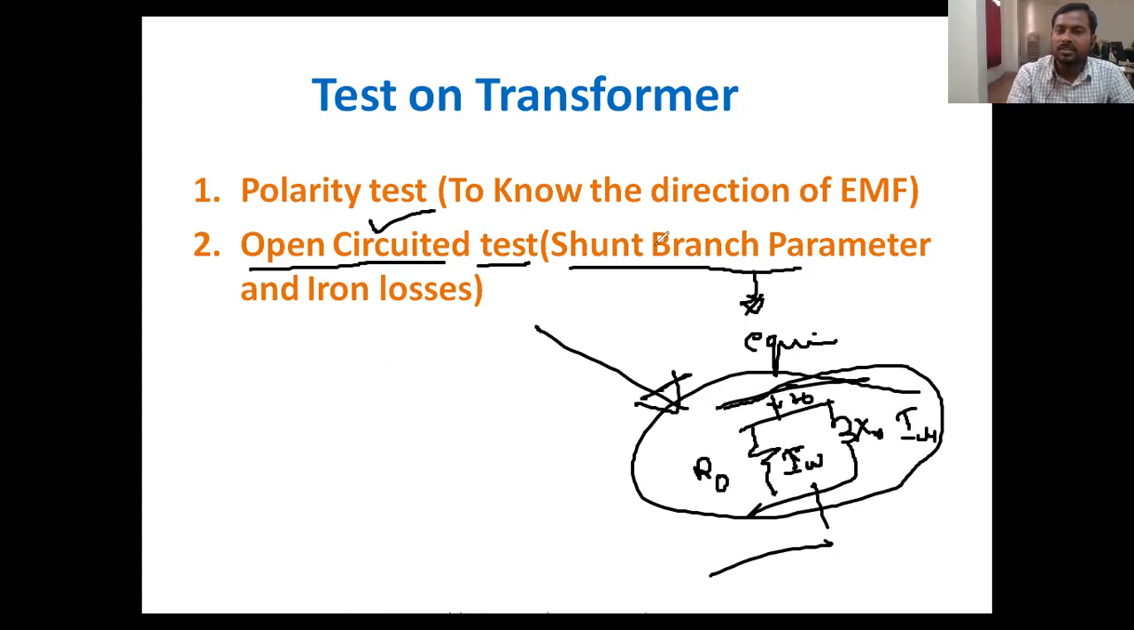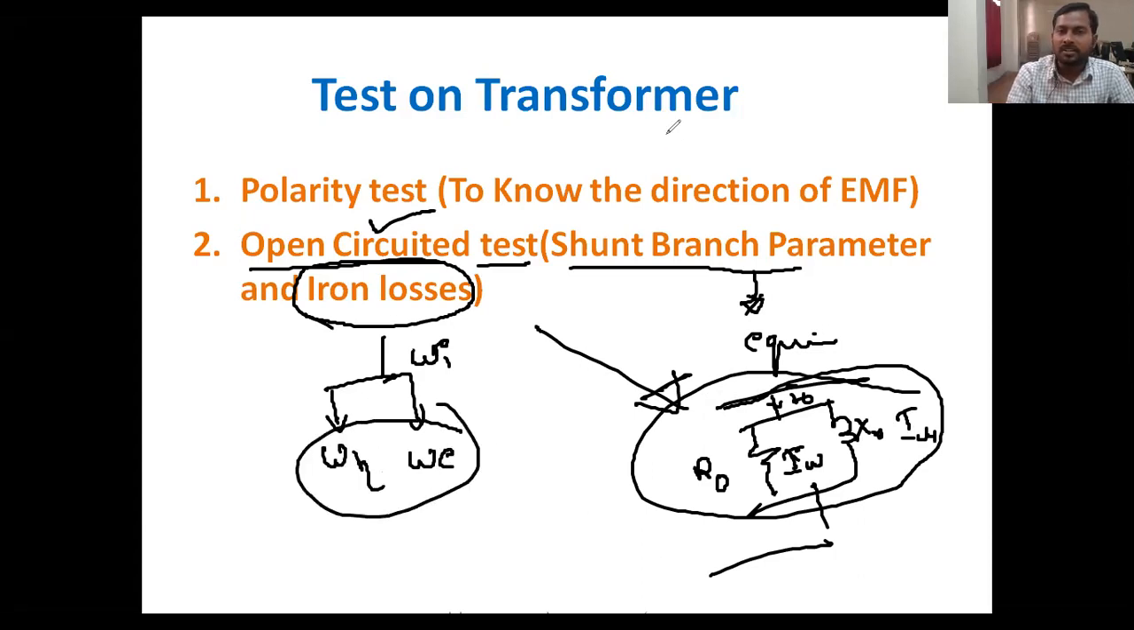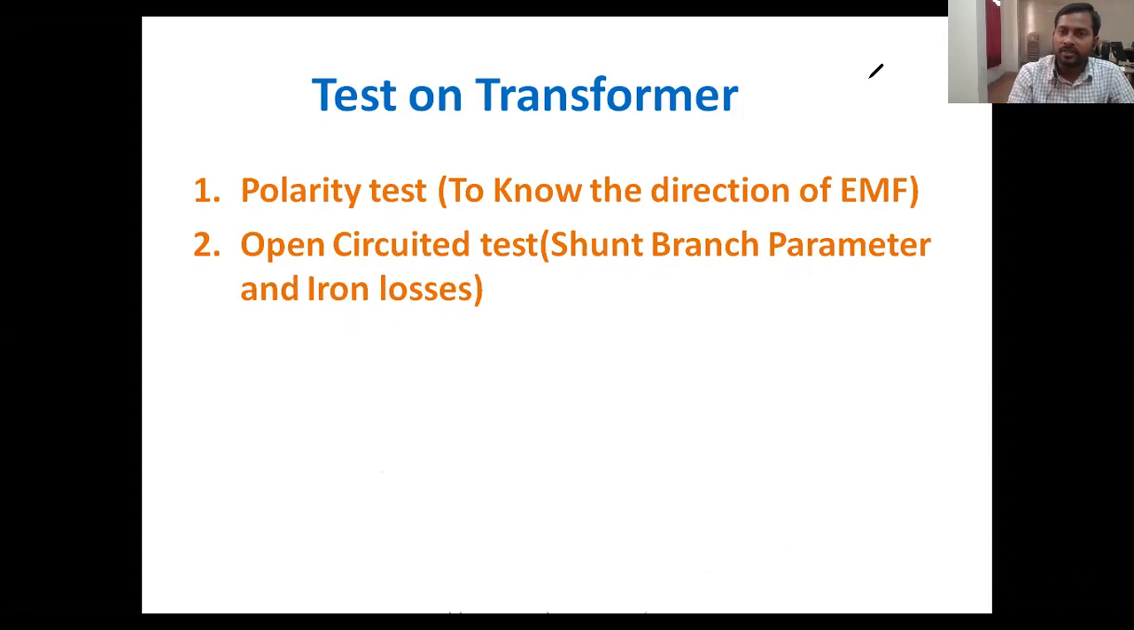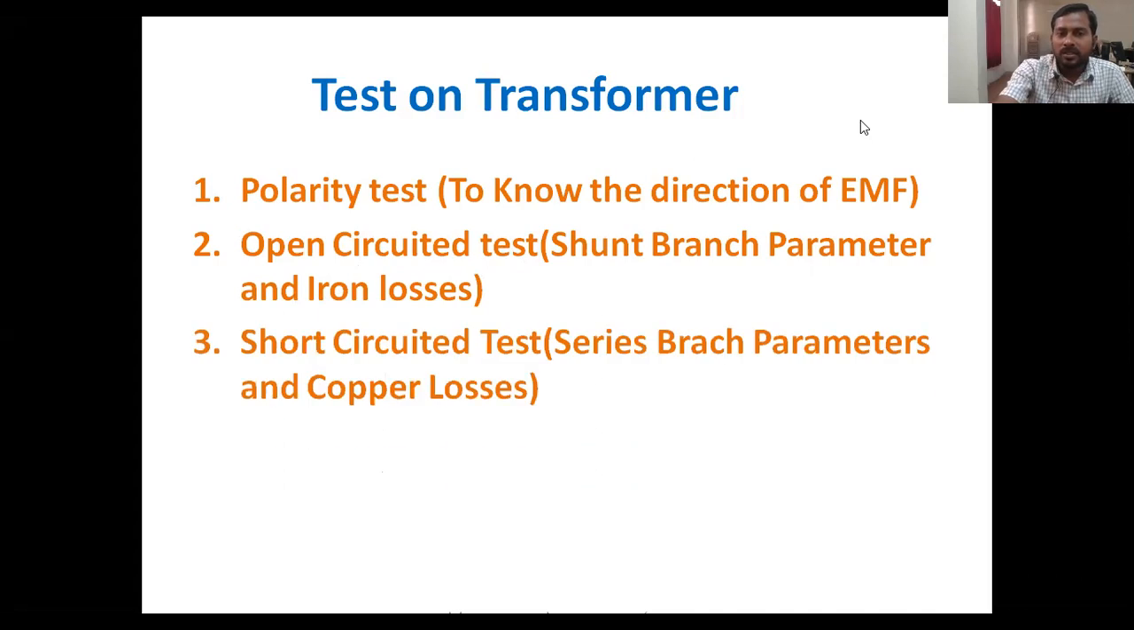Along with this, we can find iron losses. Iron losses are nothing but hysteresis losses and eddy current losses. These losses we can also find by using this test. And apart from that, another test is there.